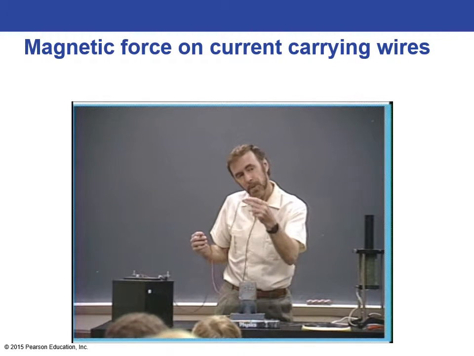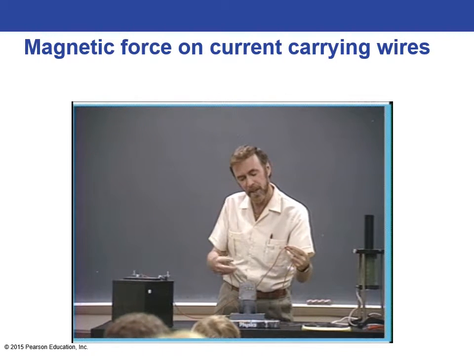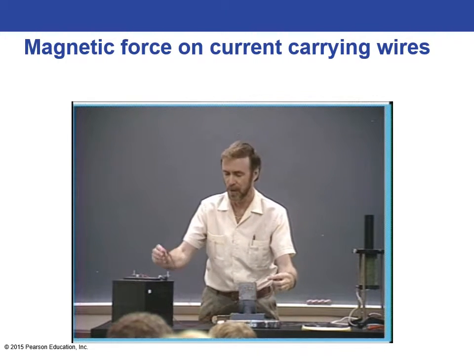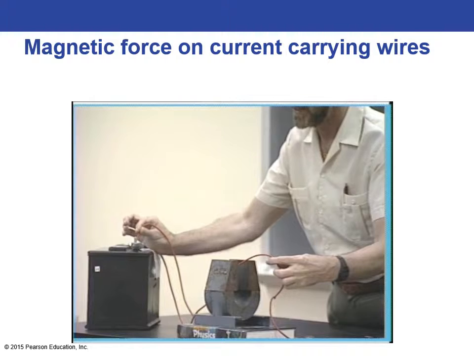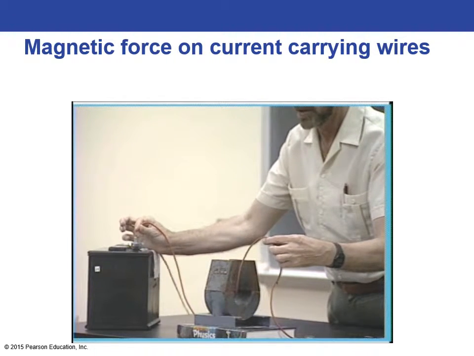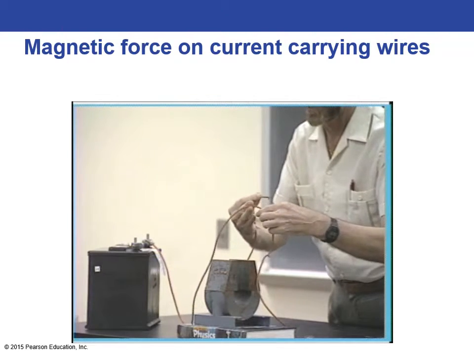Let's see what happens with the magnetic field of the wire and the magnetic field of the magnet. Let's see if there's any interaction. What do you suppose? Watch this, gang. You see that jump down? See that jump down? Let me turn the magnet around.